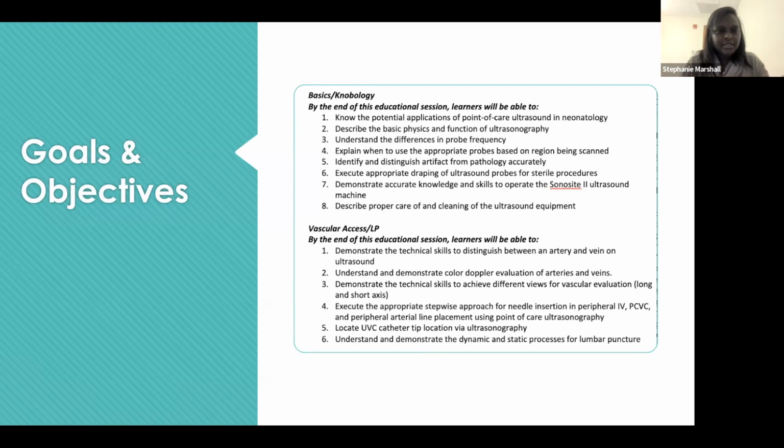And for vascular access and LP, same thing. By the end of our curriculum, we expect our learners to have completed these steps to fully understand point of care ultrasound in these aspects.